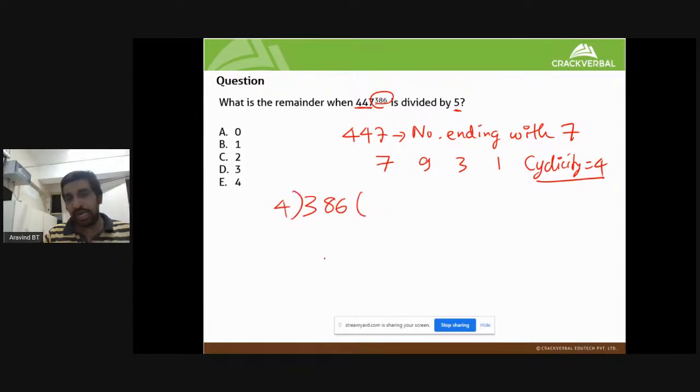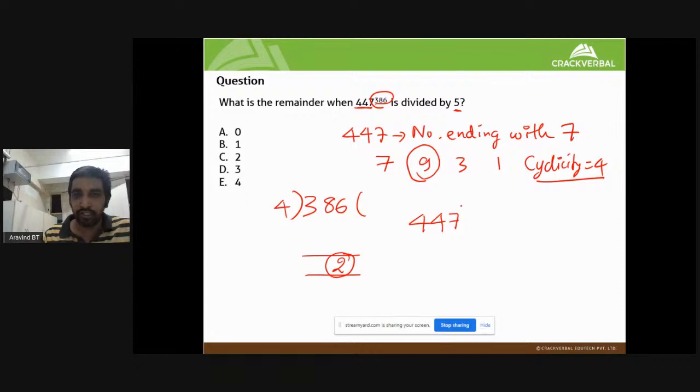Do I worry about the quotient? I don't. I only worry about the remainder. What is the remainder here? 2. Because the remainder is 2, you can conclude that the units digit will be the second value. Right? This is the shortcut. If your remainder is 2, the second value will be your unit digit. If your remainder is 3, the third value will be your unit digit. So because the remainder is 2, you can conclude that 447 to the power of 386 will be a large number that ends with 9. Therefore, if you divide this by 5, clearly the remainder will be 4.